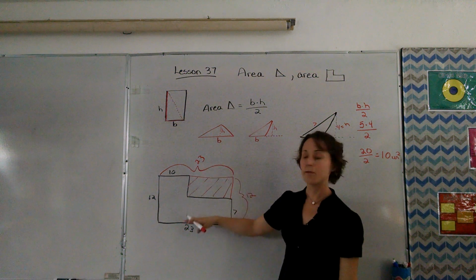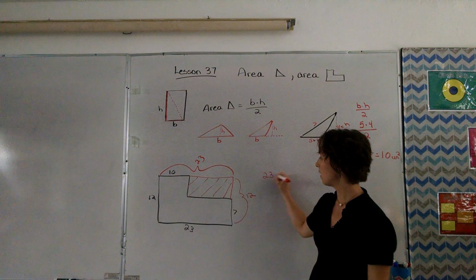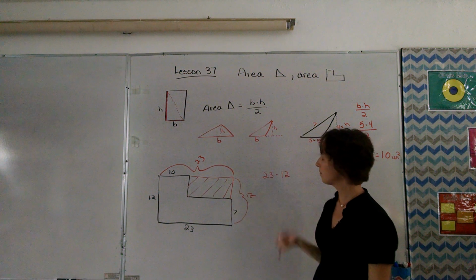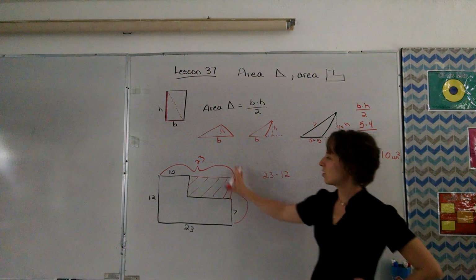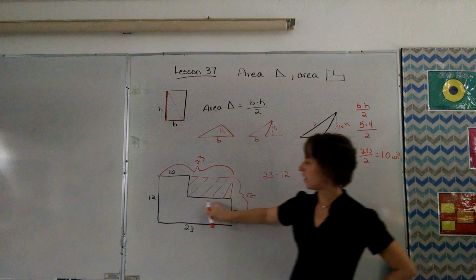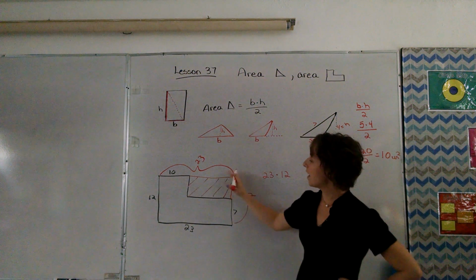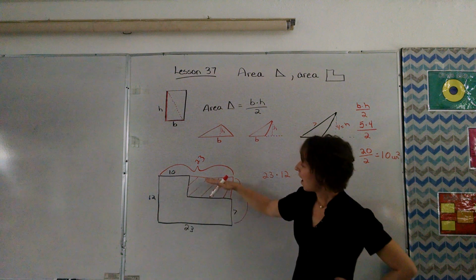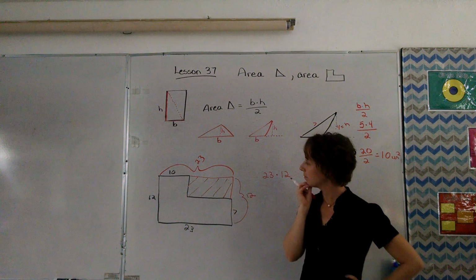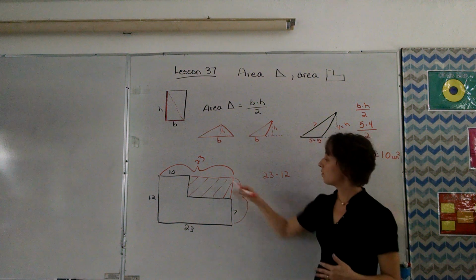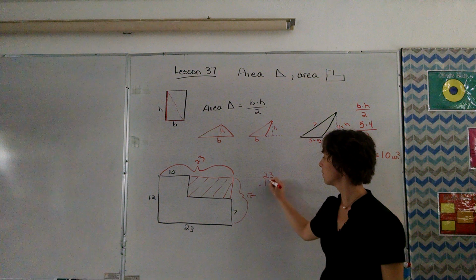The area of my full rectangle, including that piece, would be 23 times 12. But I don't want the area of just the whole rectangle. I want the area of this L. In order to find that, I need to find the area of the whole thing and then subtract out the area of just this smaller rectangle here. So let's do that. Let's find the area of the whole thing first. 23 times 12.